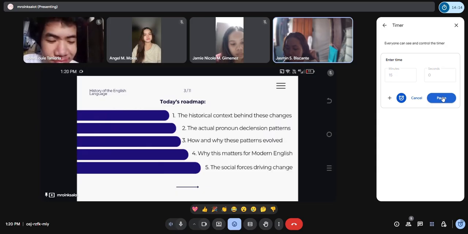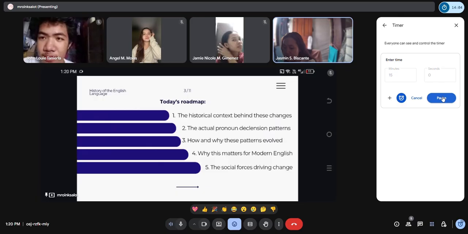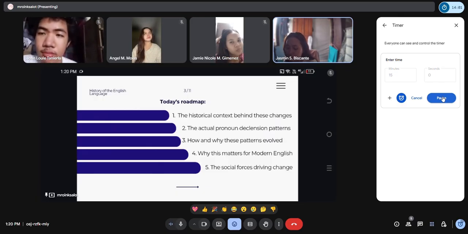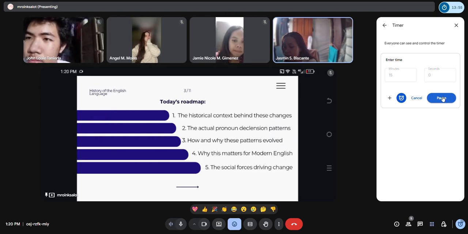First, we will begin by exploring the historical context behind the changes in pronoun usage. Then we will take a closer look at the actual pronoun declension patterns. After that, we will examine how and why these patterns evolved over time, including the social forces driving these shifts. And finally, we will discuss why all of this matters for modern English.